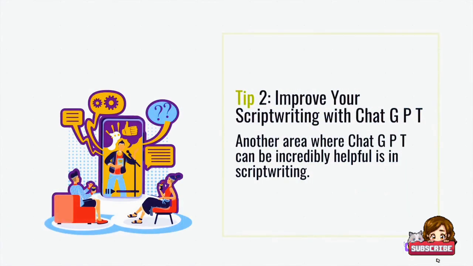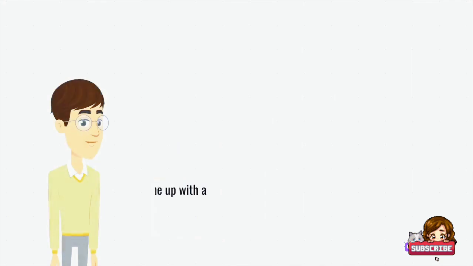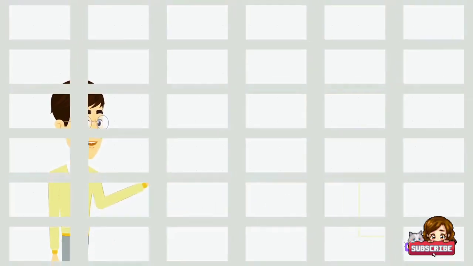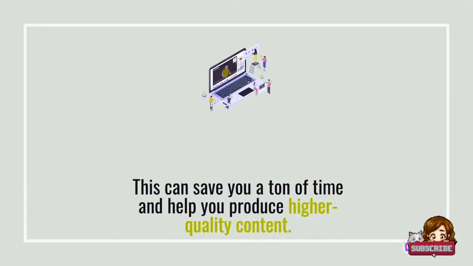Tip 2. Improve your script writing with ChatGPT. Another area where ChatGPT can be incredibly helpful is in script writing. Whether you're struggling to come up with a compelling opening or need help with the structure of your video, ChatGPT can provide suggestions and even generate entire paragraphs of text for you. This can save you a ton of time and help you produce higher quality content.